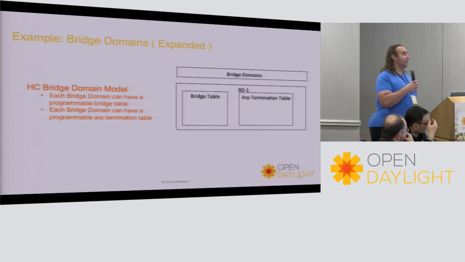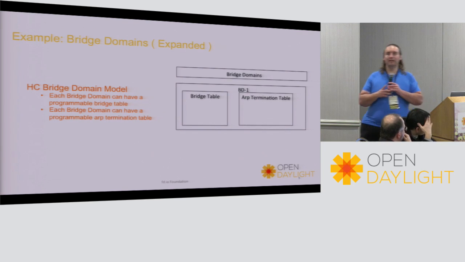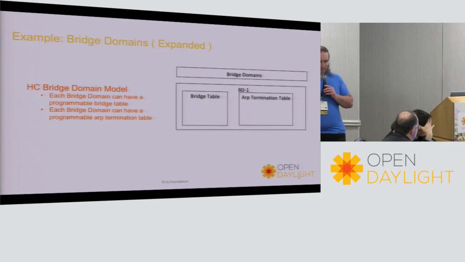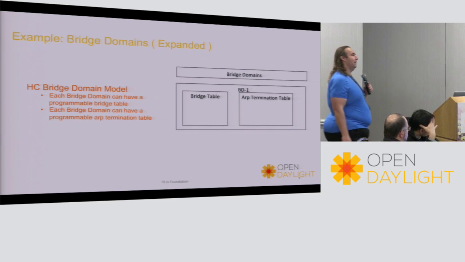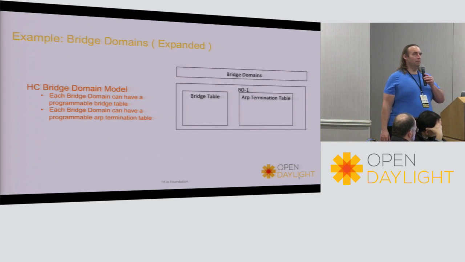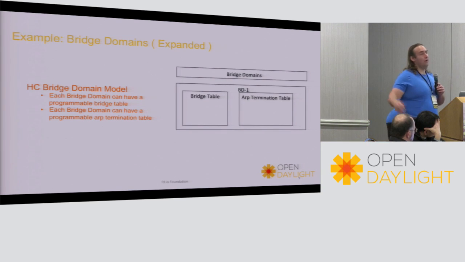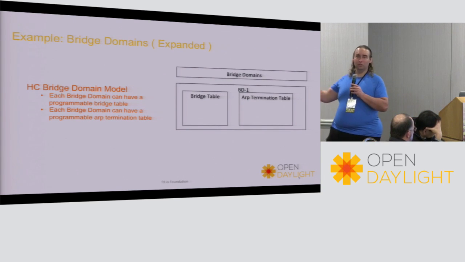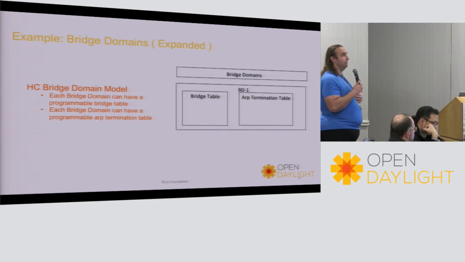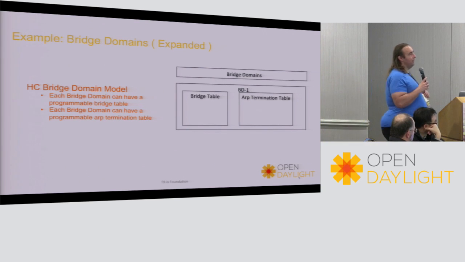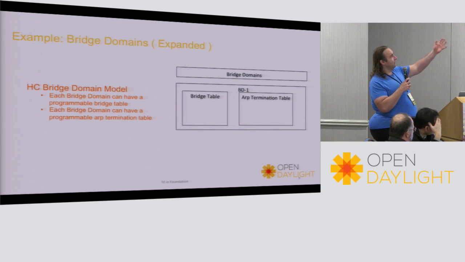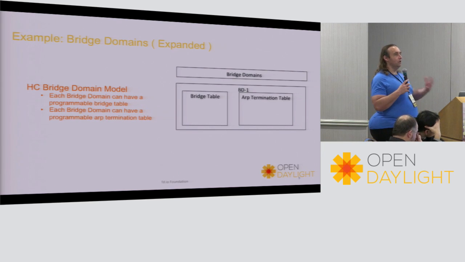Similarly, you have ARP termination tables where you can say, okay, again, ARP. That is a perfectly lovely way to find out an address. God only knows what happens when you broadcast it over a tunnel. So if you actually know that information, you can program an ARP termination table as well. And there's a bunch of other features, split horizon and other things that are supported. But this is sort of the very high-level tour of a local bridge domain.